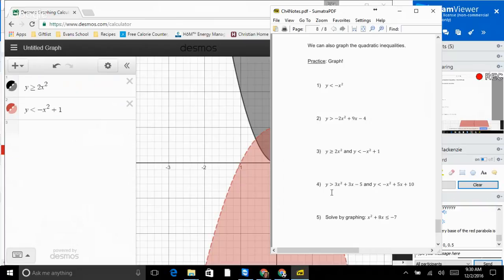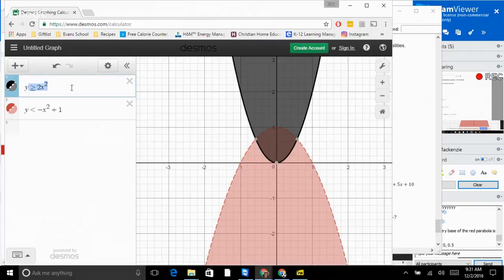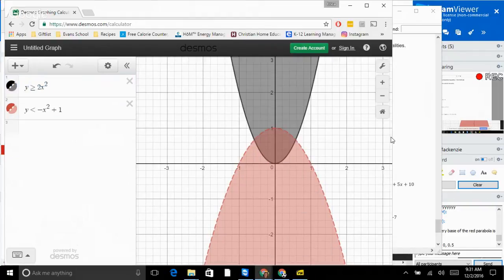Okay, so then we have number 4, which you're just going to graph the same way. You're going to see which one's both true. I can go ahead and graph that if you'd like to see, if Desmos will let me look at both things at once.